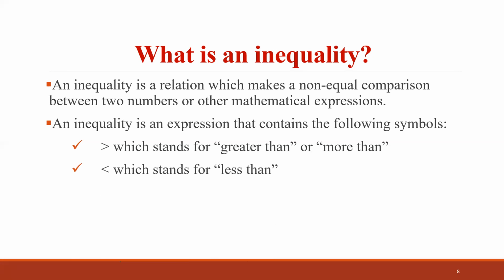Another symbol is this one, which you can do using the left hand. This symbol stands for less than. Then you have another one, greater than or equal. For example, the statement I've given you where I said the pass mark for a mathematics paper is 50. It means that anyone who gets 50 or above has passed the paper. So this is the symbol greater than or equal to. When you get 50, you've passed. Or if you get 51 and above, above 50.